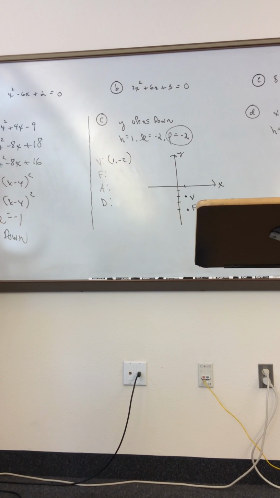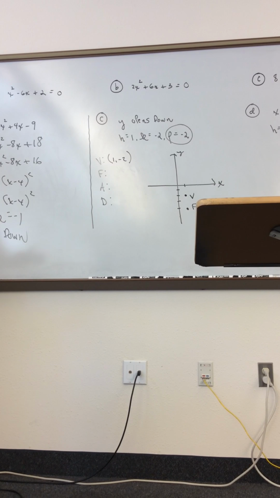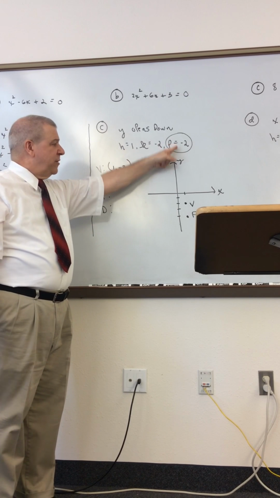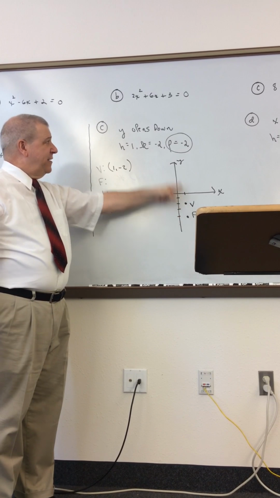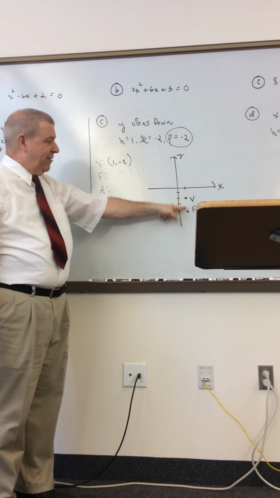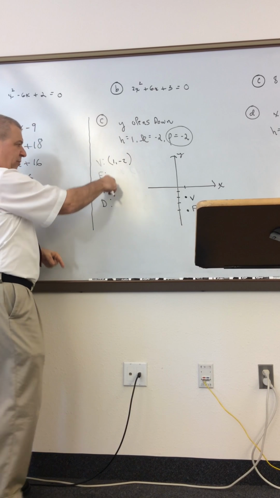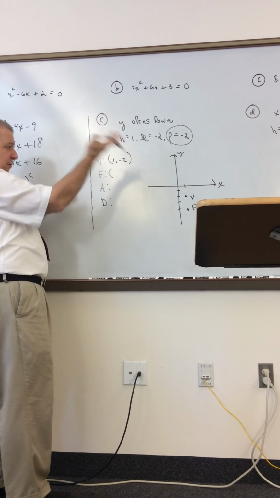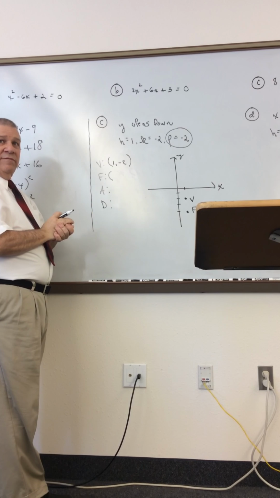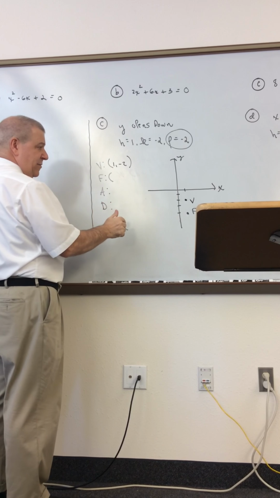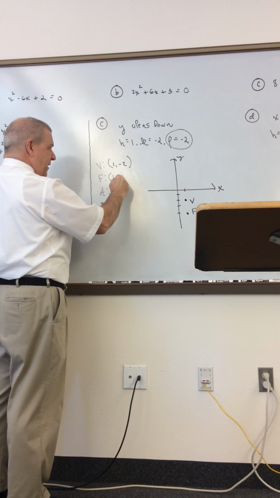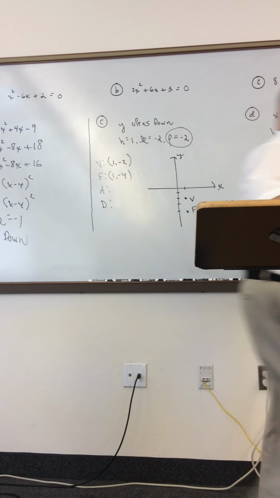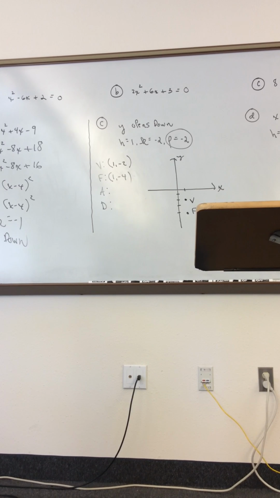Now, ask me a question right now if you have one. Do you all see how I got the focus? P is negative 2. Let's go to the vertex and go, just like it says, down 2. Okay, what is that? You would just fill this in on your test. What's the focus? Just give me the coordinates. Mike? 1, negative 4. Alex, as long as you're back there, close that door.